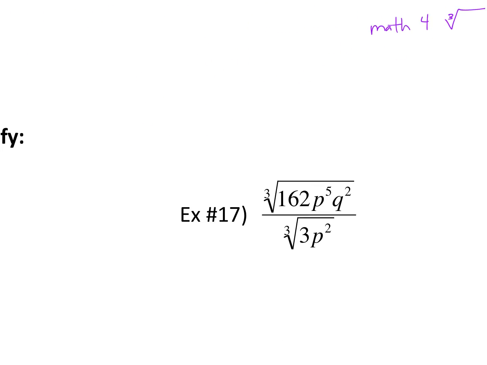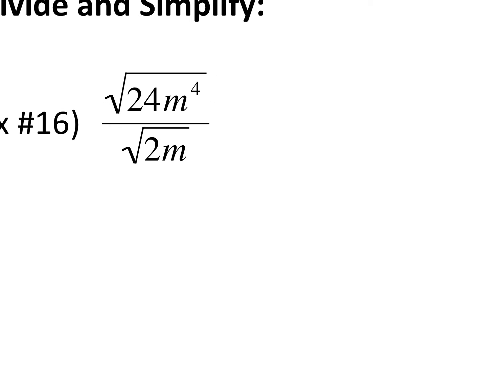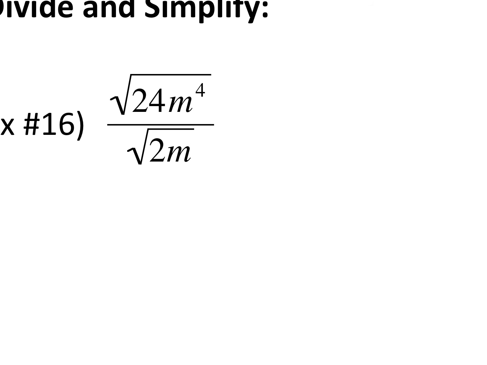Okay, we're going to get a little fancier now. Divide and simplify. So really, the only new thing here is that we're dividing. Once we divide, it's going to look an awful lot like what we just did on the first page. So square root of 24m to the 4th, divided by the square root of 2m. So the first thing you want to do is divide it. What do you get when you divide this? 12m to the 3rd, okay?